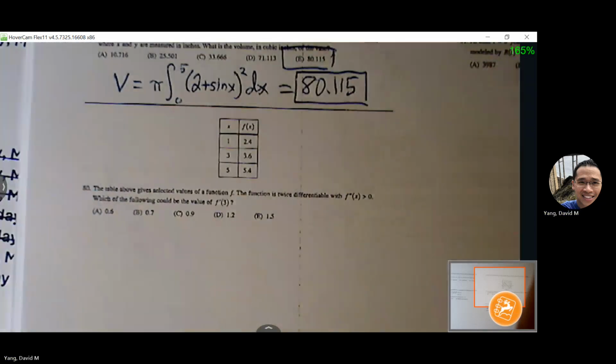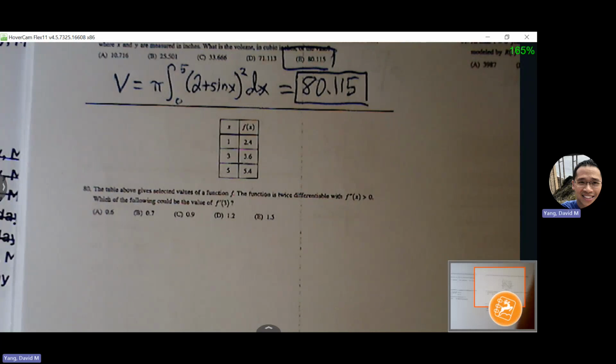Okay, number 80. The table gives selected values of the function. The function is twice differentiable with the second derivative positive. Which of the following could be the value of f prime of 3?